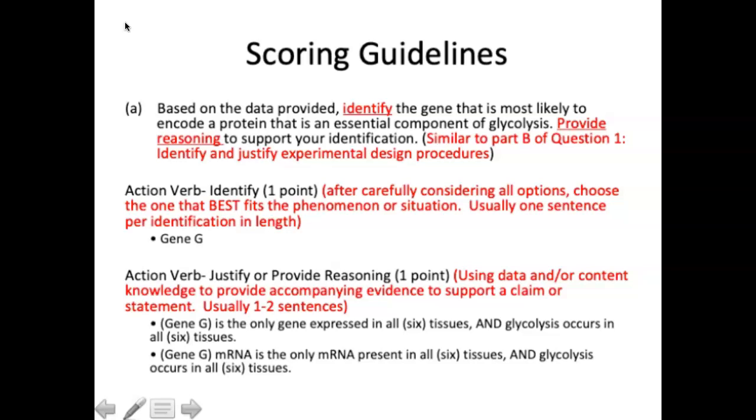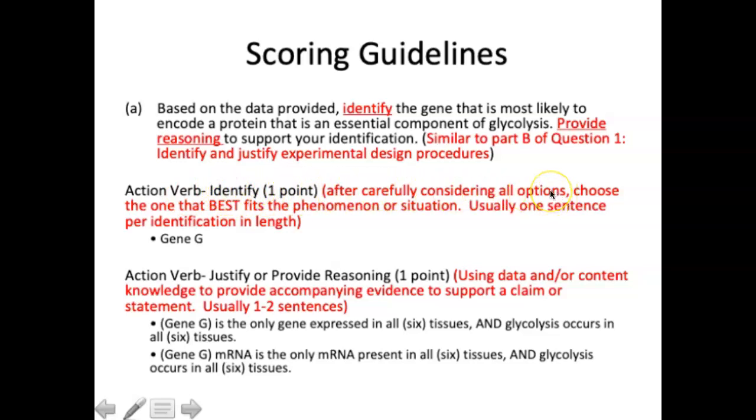Well, we know that glycolysis is important for all cells. It's how cells get energy. So all cells must perform glycolysis. So if you look at it, which gene, it's asking you to identify. The action verb is identify. It's a 1-point question. If it asks you to identify, look at all your options.